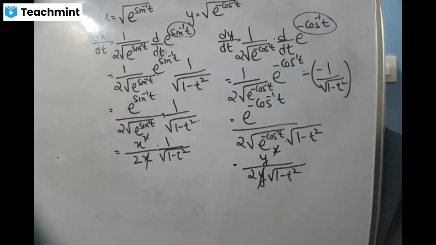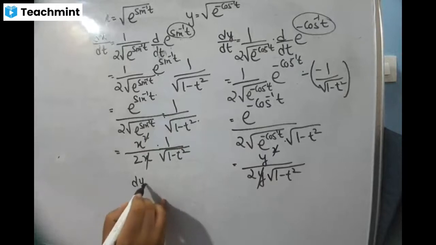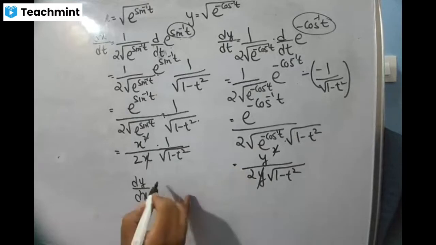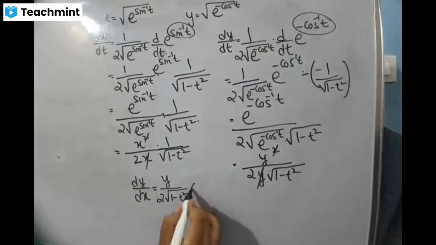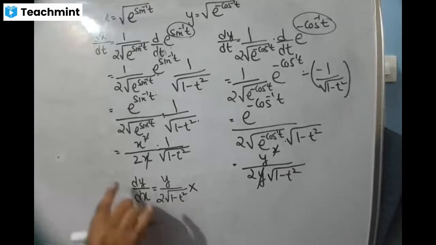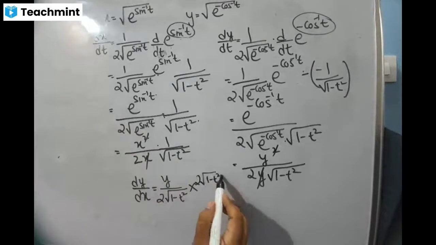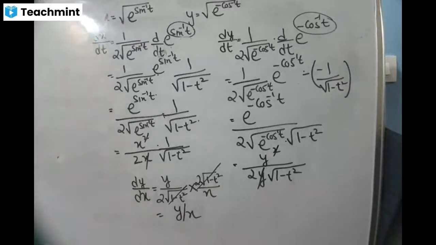Now let us combine it. Is that clear, everyone? So what am I supposed to get? Now I'm going to do it directly. dy by dx. So what is dy by dt? This is dy by dt. So that is y divided by 2 under root 1 minus t square into dx, which is in the denominator, but dx is in the numerator. So when you take the reciprocal, you get 2 root 1 minus t square divided by x. So this and this gets cancelled. So y by x is your final answer. y by x is your final answer. Please take a screenshot of this.